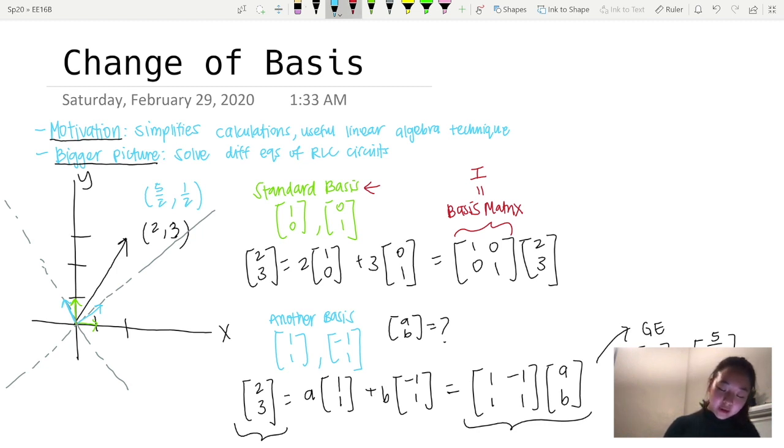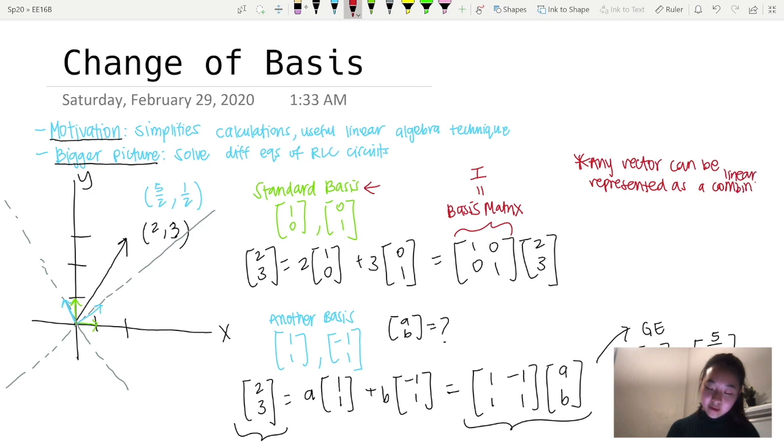And an overarching idea to get from this entire thing is that any vector can be represented as a linear combination of basis vectors.